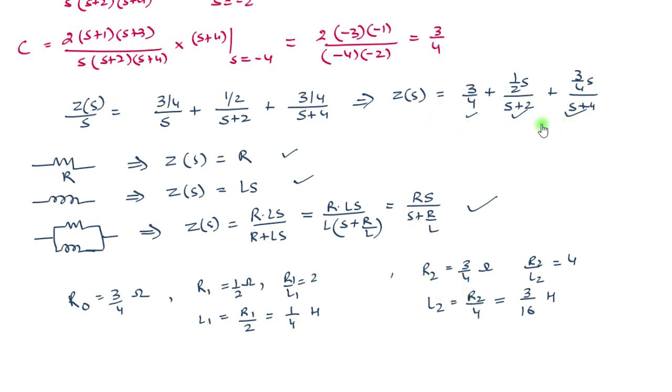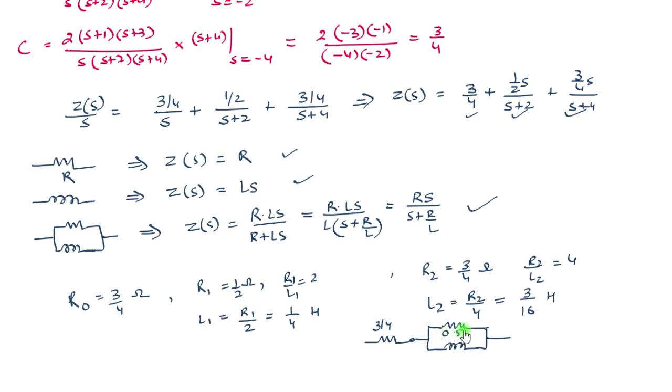Now this network function says that the circuit will be having a resistance connected in series with the parallel combination of R1 and L1. Further, this will be connected in series with the parallel combination of R2 and L2. So the circuit will look something like this. We have a resistance of the value 3 by 4. Now this will be connected in series with the parallel combination of a resistance and an inductor. The resistance will be of 1 by 2 ohm.